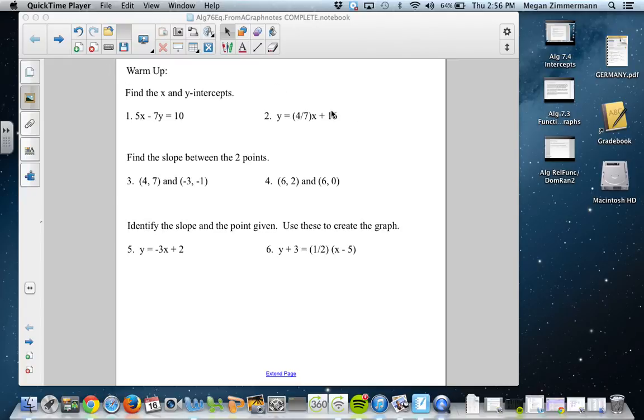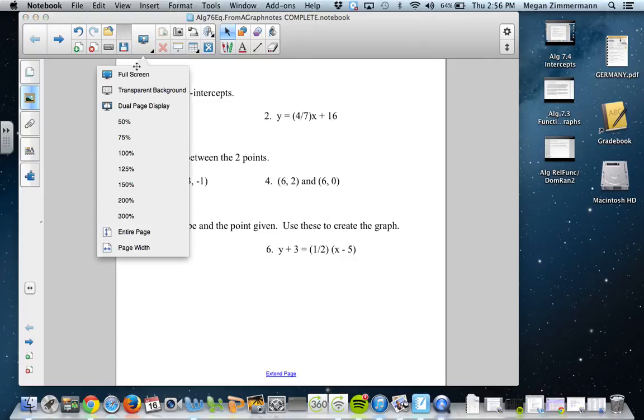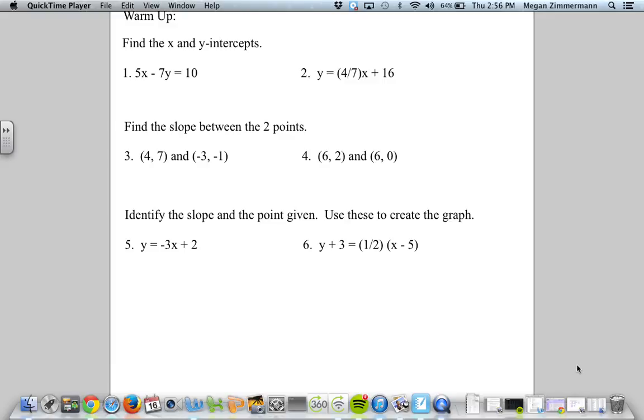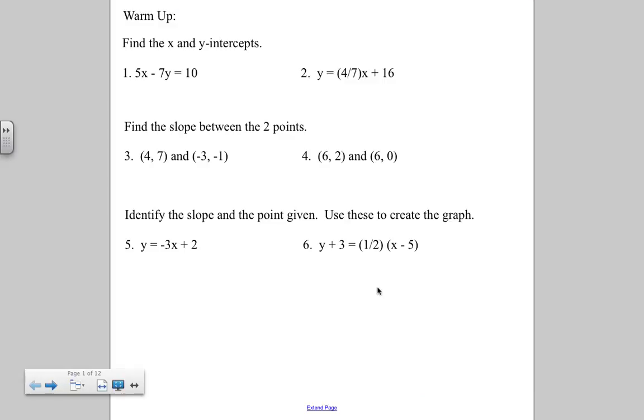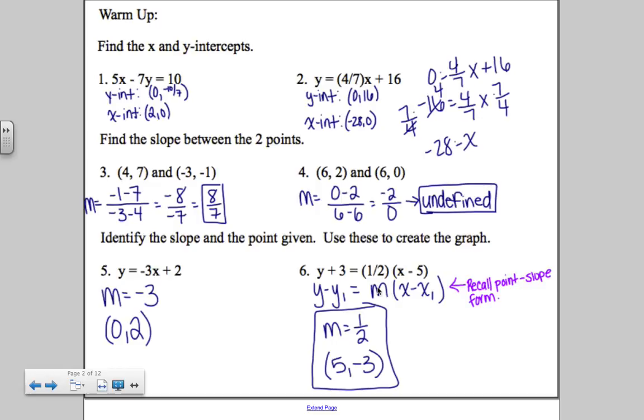Alright, here's 7-6 notes, equations from a graph. So today in class, if you weren't in class today, or if you didn't get to finish the warm-up in the first couple of minutes, here it is again, and I'll just show the slide with the solutions in case you want to double check, or if you weren't here you can kind of see what we reviewed a little bit from the beginning of the chapter.